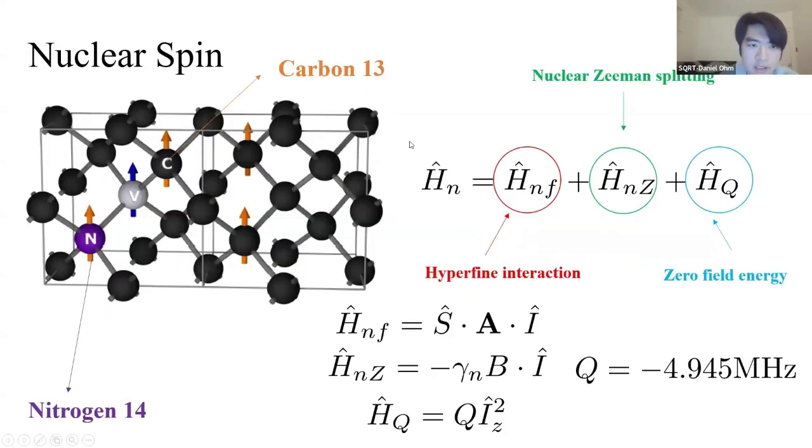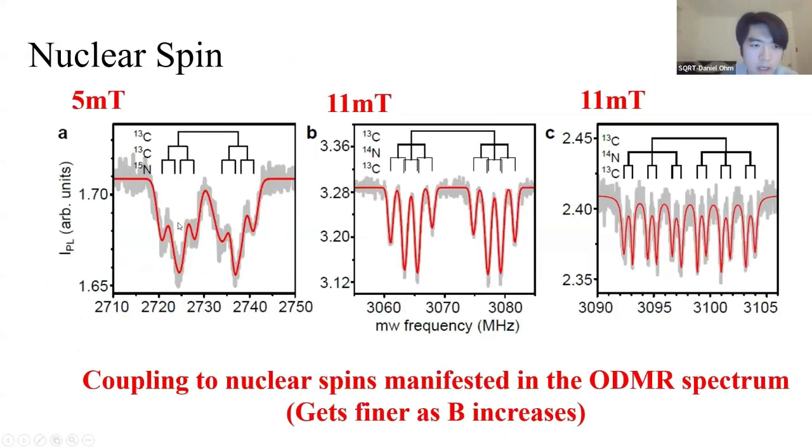So we can detect these hyperfine interactions by doing CW-ODMR again. And then the coupling to the nuclear spins is manifested basically in this ODMR spectrum. So as you increase the nuclear spin, it gets finer as B decreases. Now, the catch is you need to be at very low temperatures in order to see this very well because of the thermal noise. So as you increase the temperature, these peaks will get more and more broad, which is what you're seeing right here.